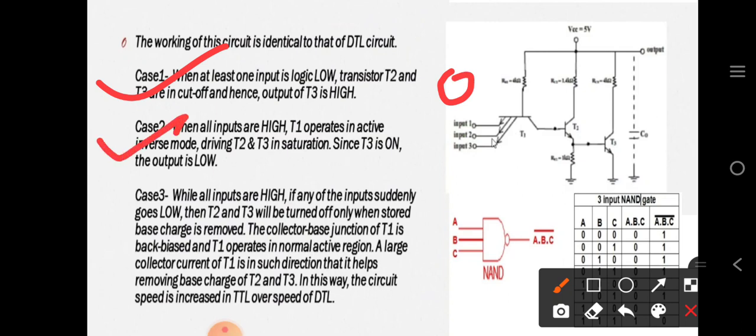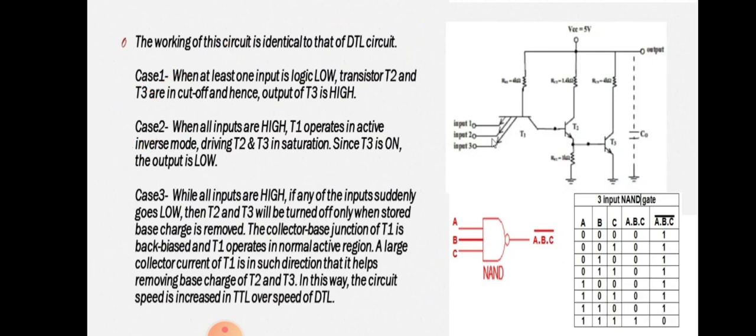When all inputs are high, T1 operates in active inverse mode, driving T2 and T3 in saturation. Since T3 is on, the output is low. So the conditions are not in sequence, but you can explain this from this truth table.